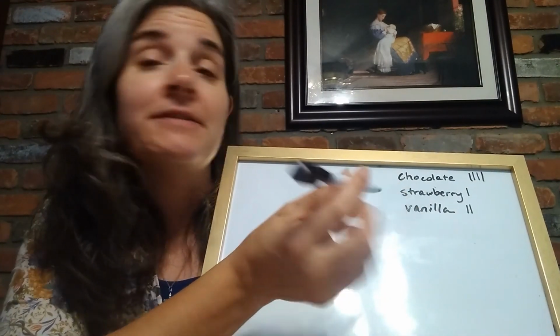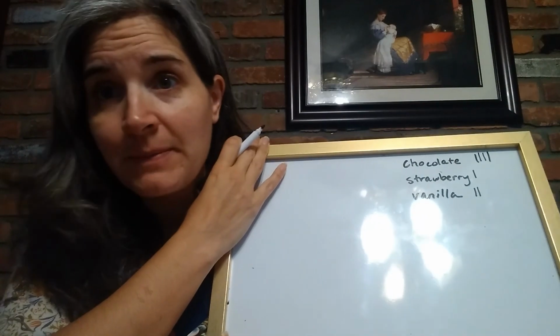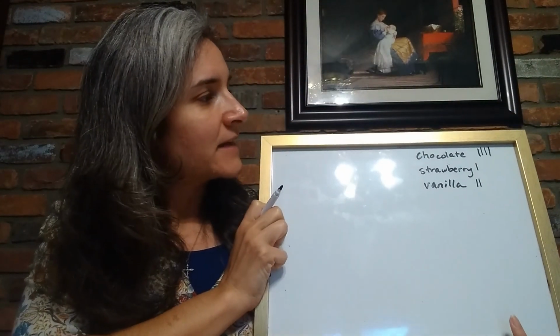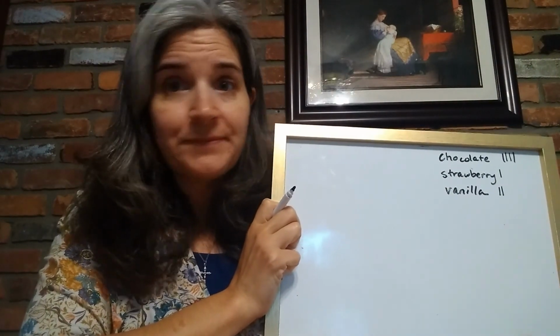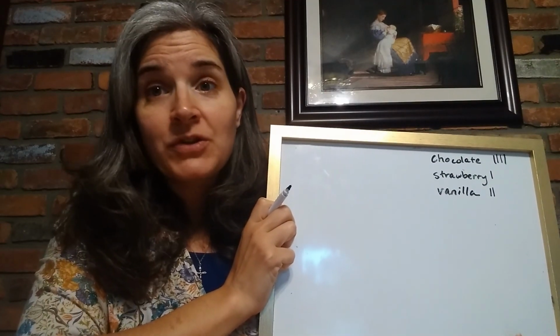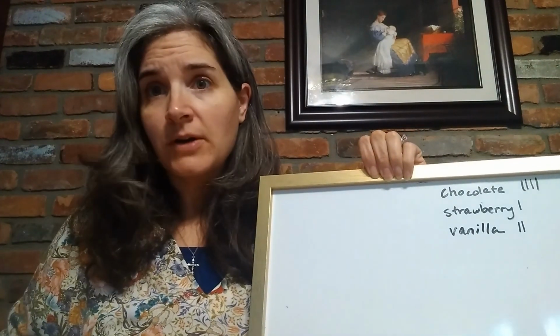So I asked my family what their favorite was, and there are 7 people in my family. And so I asked them, and I had 4 whose favorite was chocolate, 1 whose favorite was strawberry, and 2 whose favorite was vanilla. All right, so it wants us to make a bar graph.